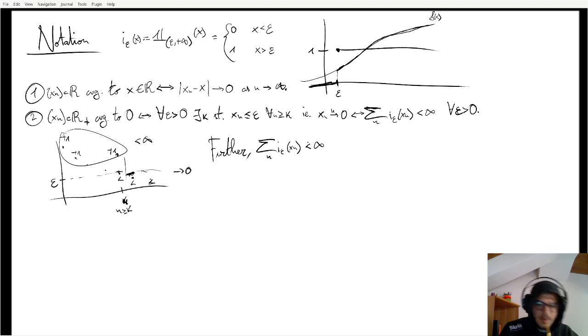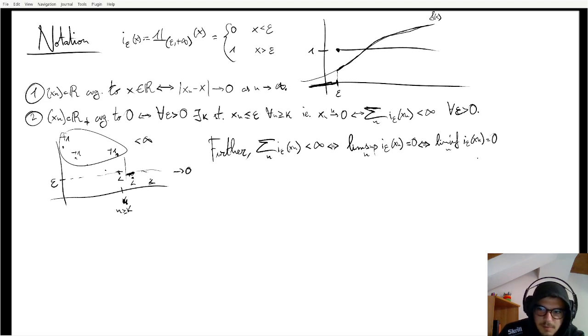Another thing that we have is the following. The sum of the indicators is finite if and only if the lim sup of the indicators is 0, which is equivalent to asking that also the limit over n of the indicators of xn is 0. Correct. Nice.